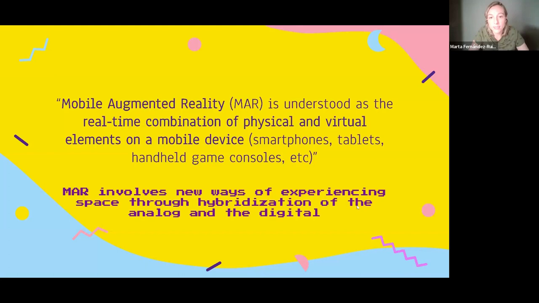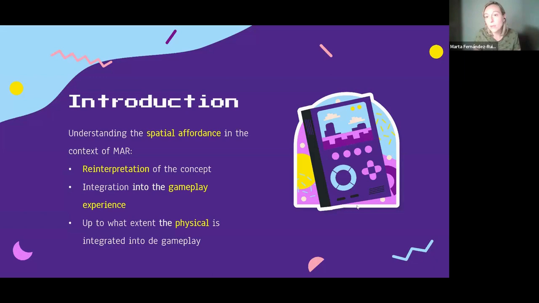So basically, our main goals in this research are understanding the spatial affordances in the context of mobile augmented reality, and especially to offer a reinterpretation of the concept of spatial affordance, also to understand how this new media integrates into gameplay experiences, and also to assess up to what extent the physical is integrated into the gameplay.